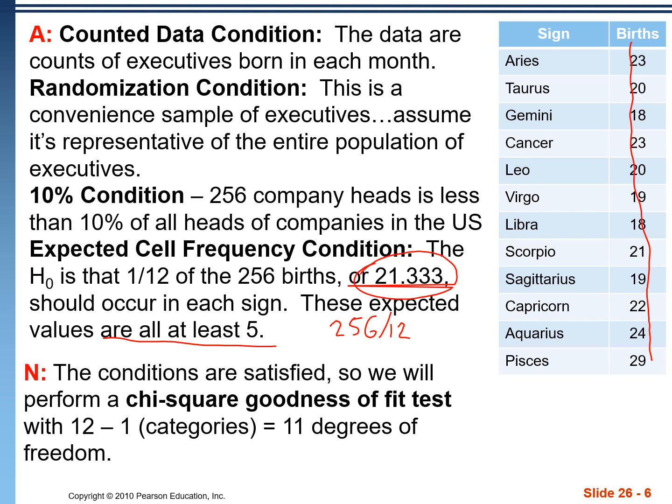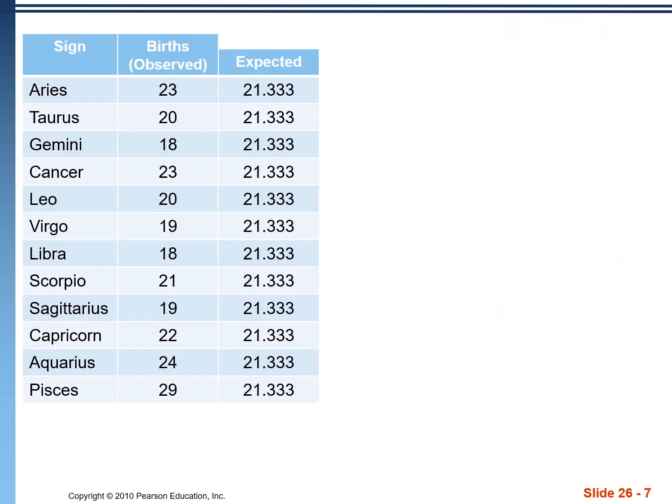Degrees of freedom is the number of categories minus 1, and we have 12 categories in our table. So of course we're going to let our calculator do the hard work for us, but it's important that we understand what's going on in the background. So we started with our sample. This is our observed data. It's what actually occurred in the sample.